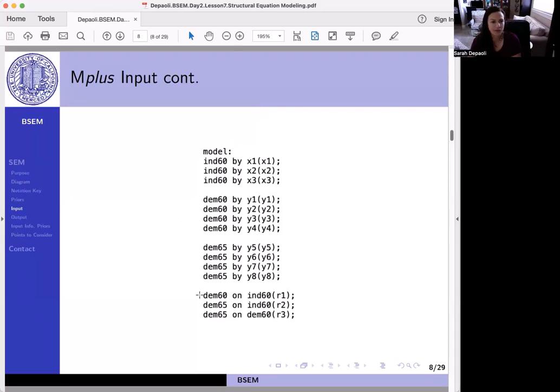Next, we have the structural part of the model here. These are the 3 paths in the center of the model that link the latent variables together. I can also give those labels and potentially change the priors on those using these labels.